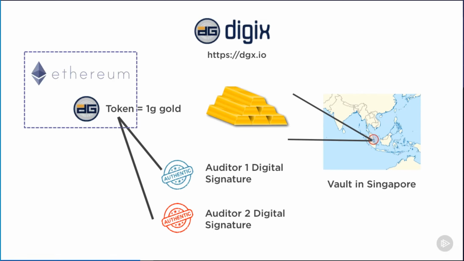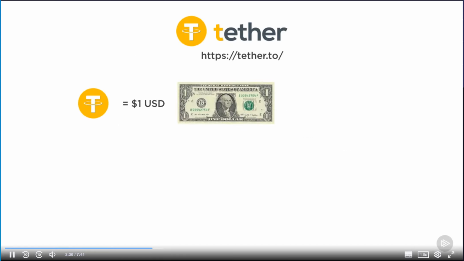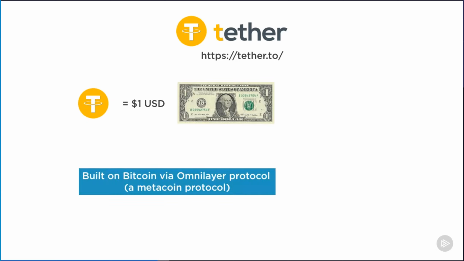Of course, there's still the centralization risk that a government will simply confiscate the gold in the vault. Over time, Digix may open new vaults to reduce this risk. Tether offers a similar concept as Digix, but links, or is tethered, to the US dollar instead of gold. It uses Bitcoin and the OmniLayer protocol as an underlying way to exchange tethers. The OmniLayer protocol was originally developed for a system called Mastercoin, a metacoin.